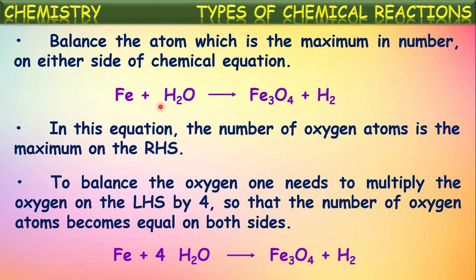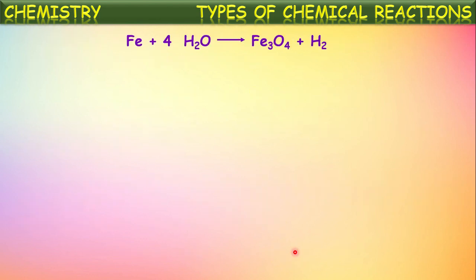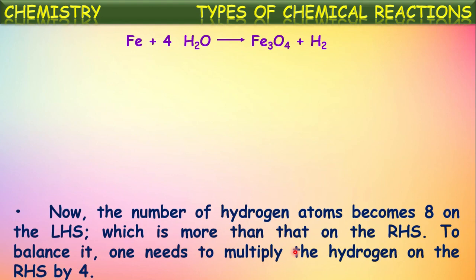Fe plus 4H2O gives Fe3O4 plus H2. Now if you observe here, number of oxygen atoms on the left hand side is 4 and right hand side also 4. So oxygens are balanced with this. Okay, see, oxygens are balanced now.